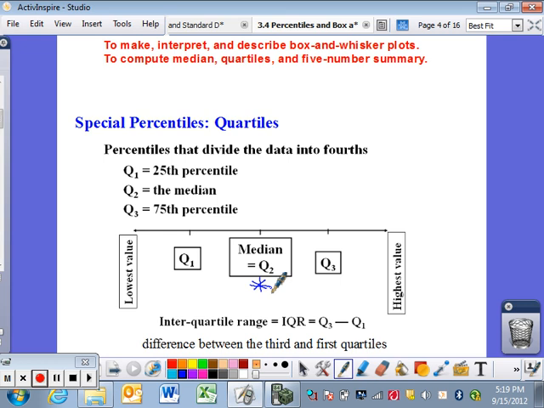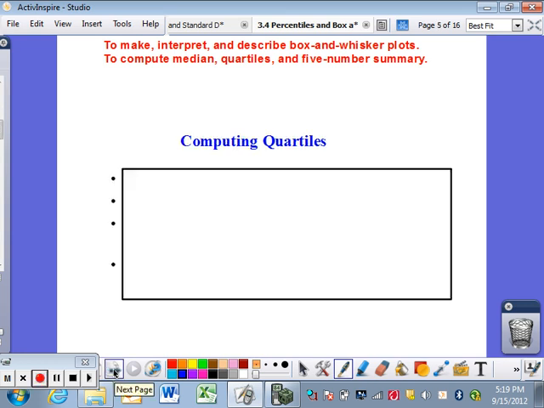And then we have what we call our quartile 1 and quartile 3. We're going to use those to find the interquartile range, and that's how it's labeled, IQR, interquartile range. It's the difference between the third and first quartiles. The first quartile is the 25th percentile, the third quartile is the 75th. Think about quarters, that should be pretty straightforward.